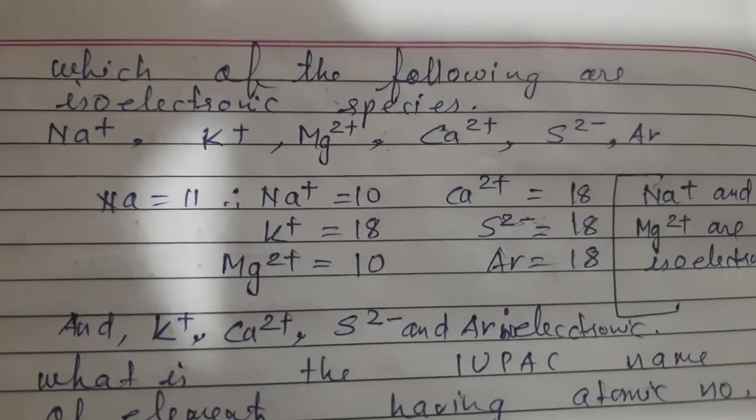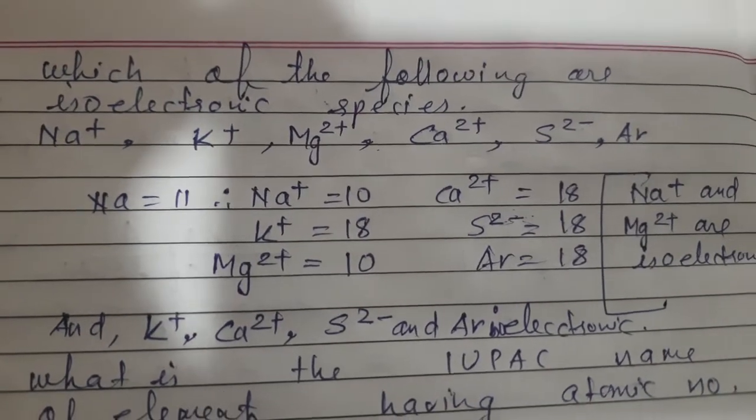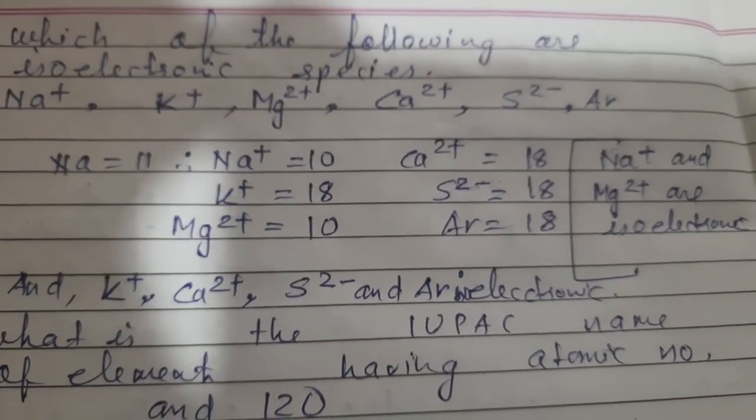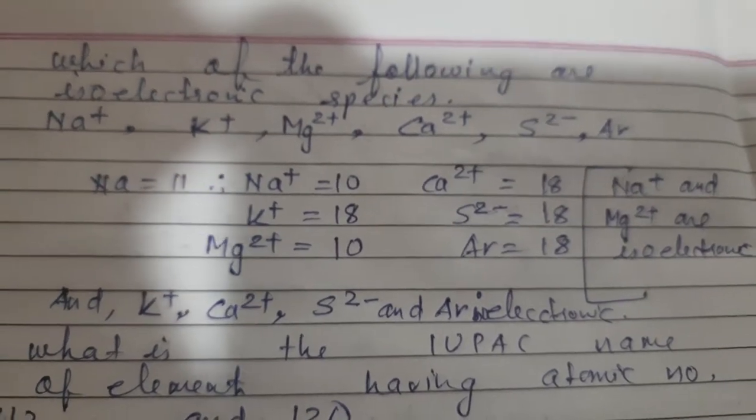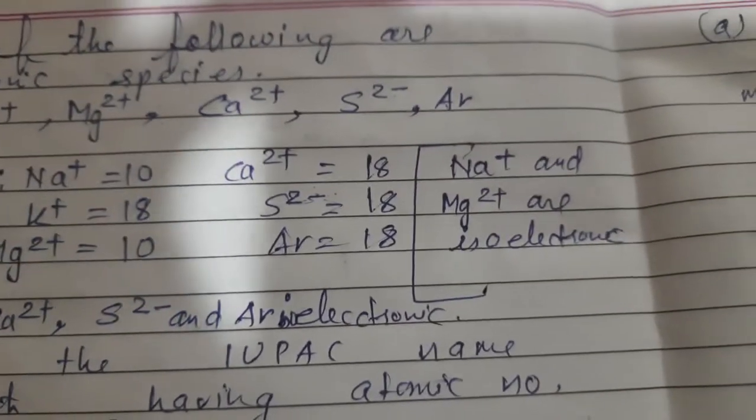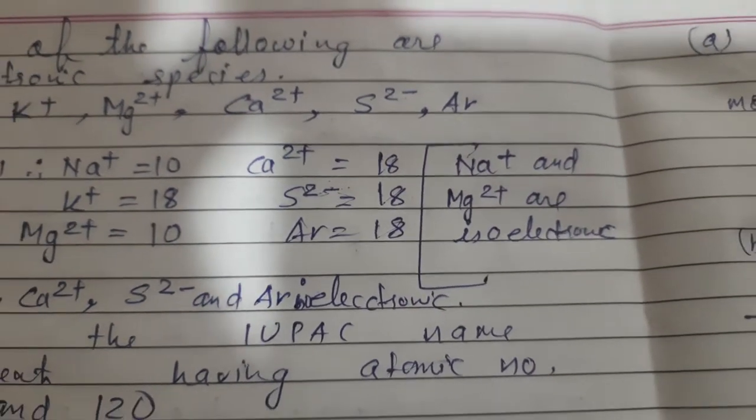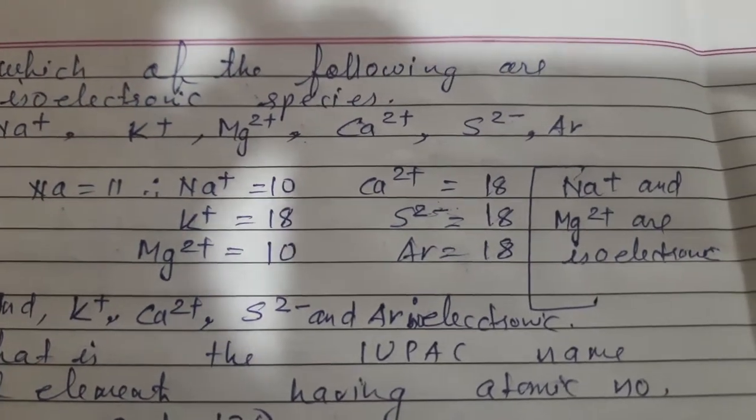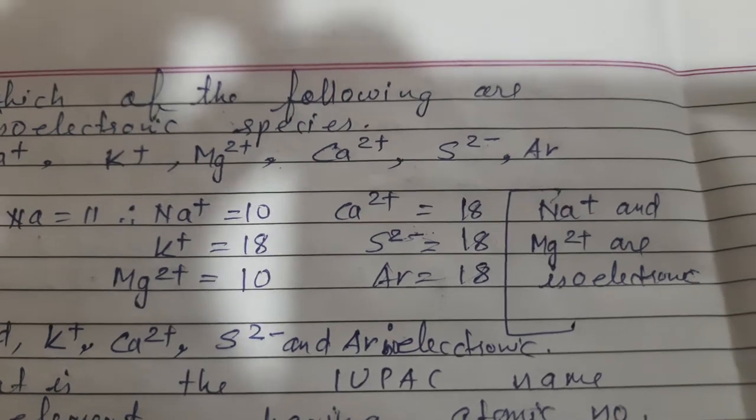Got it, children? So whatever is the number, if plus charge is there, you remove the electron. If minus charge is there, you add the electron. And you can find what species are isoelectronic. So sodium plus and Mg2 plus are isoelectronic, and K plus, Ca2 plus, S2 minus, and argon, they are isoelectronic.